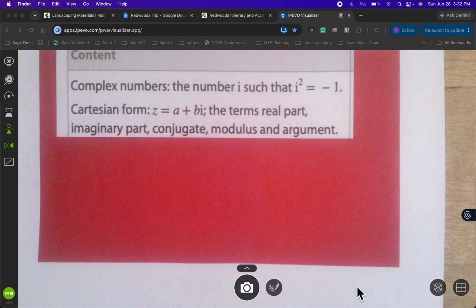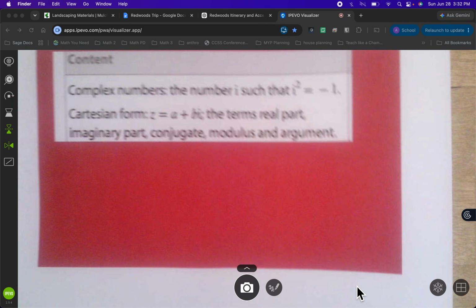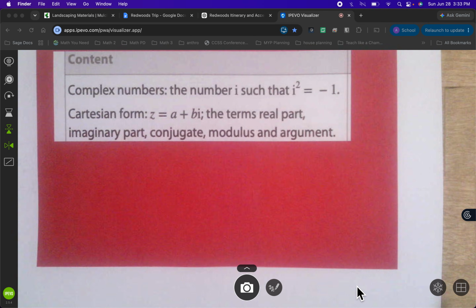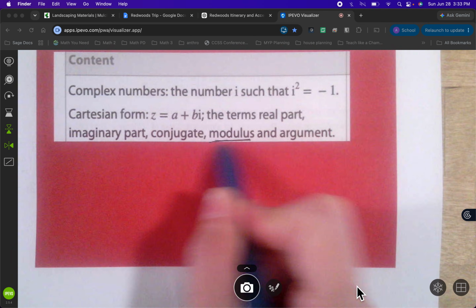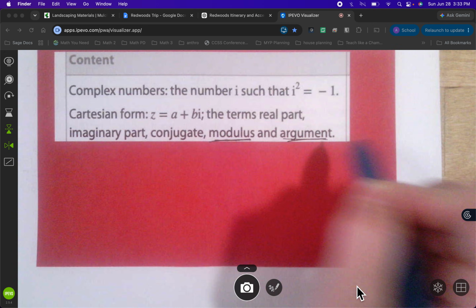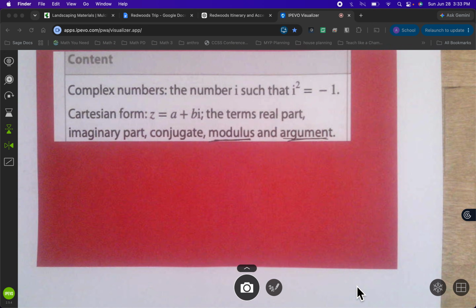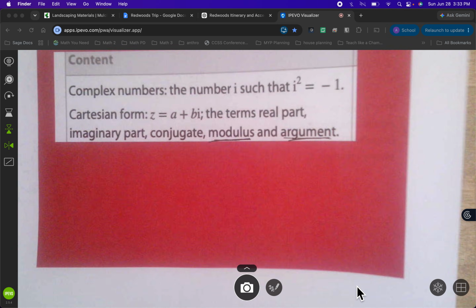Next section, and hopefully it won't be too long. So today we're going to focus in on some vocab, modulus, argument, and compare and contrast those to vectors. Since we've already done vectors, these should be pretty straightforward.